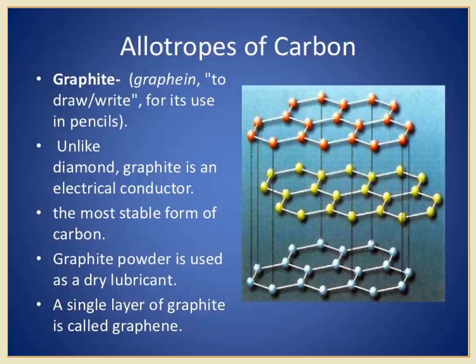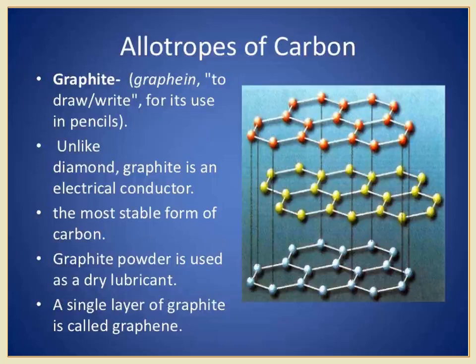Unlike diamond, graphite is a good electrical conductor. Graphite is the most stable form of carbon, and graphite powder is used as a dry lubricant, for the purpose of lubrication. A single layer of graphite is called graphene. The overall structure is called graphite, and a single layer is called graphene.